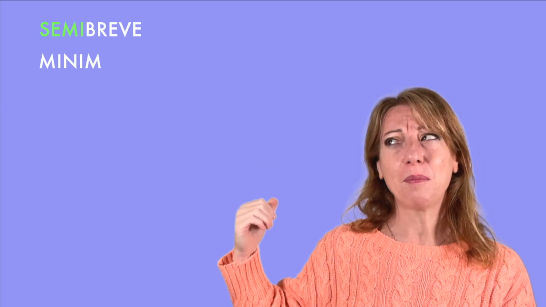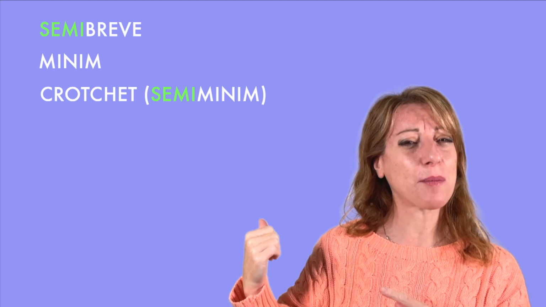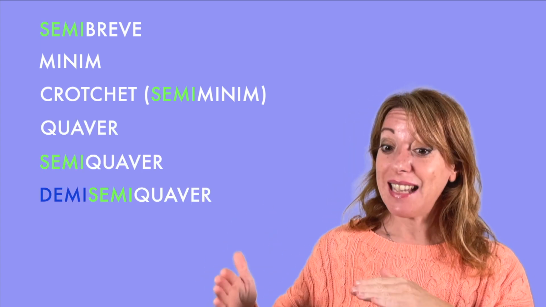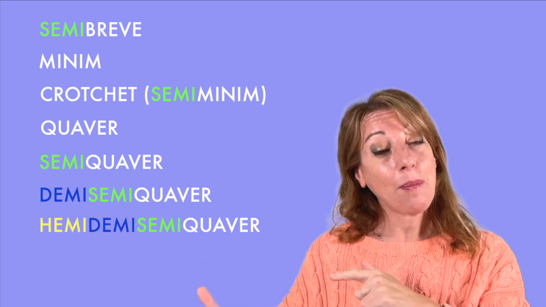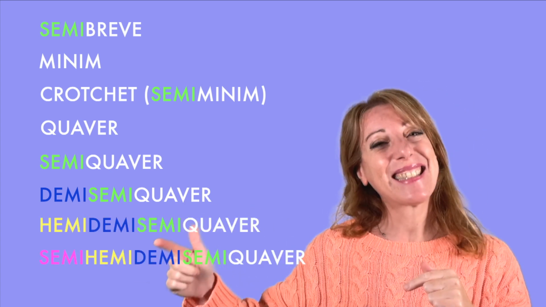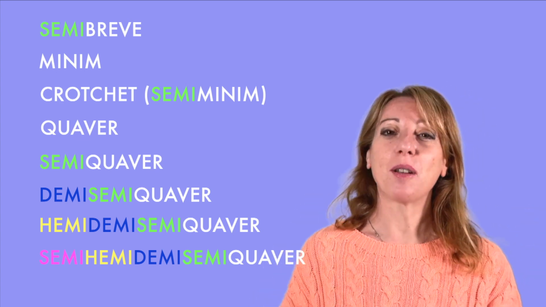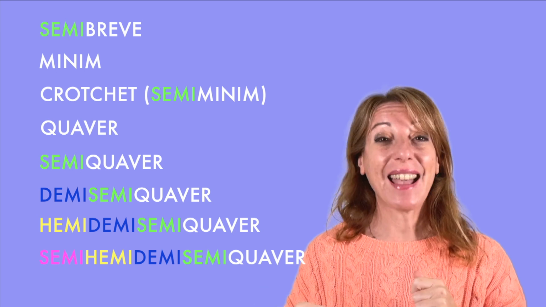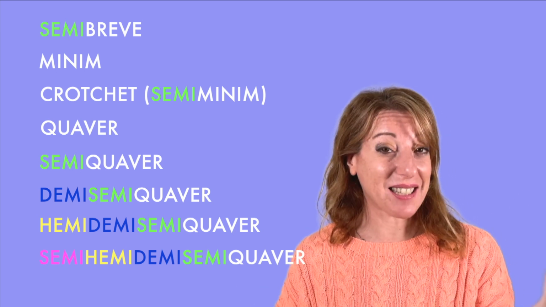Semibreve, minim, crotchet, which in some countries is called semi-minim, quaver, semiquaver, demi-semiquaver, hemi-demi-semiquaver. Watch out, because sometimes you put the demi, semi and hemi in another order and the value does not exist. Watch out for this.